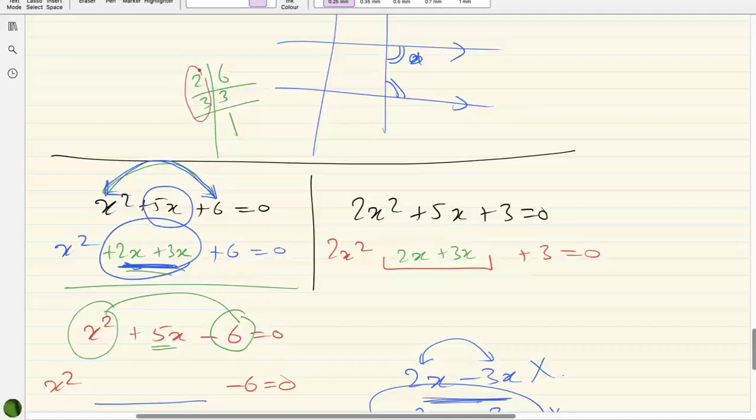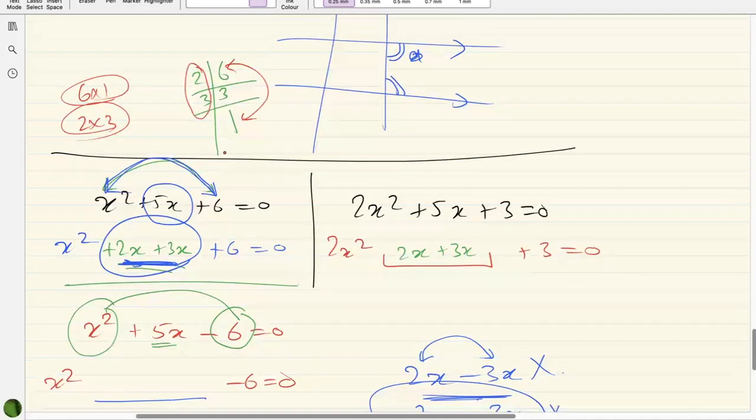Wait, what does that mean? So see, these 2 and 3, these are the factors, right? And this 6 and 1 could be a possible factor. What that means is 2 into 3 is always 6 and 6 into 1 is always 6. So either these two or these two are my factors. So this is my current question.